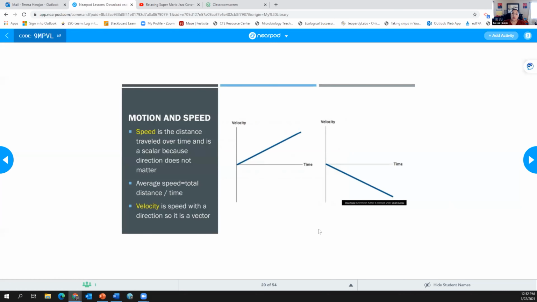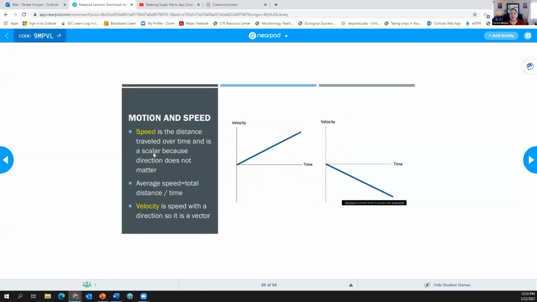Okay, so the next one is motion and speed. You hear the term speed, you hear the term velocity, and again, in the real world, we think of them as the same thing, but in the science world, one of them has to do with direction and one of them doesn't. So one of them is a scalar and one of them is a vector. So speed is just the distance traveled over time. And because it has nothing to do with direction, it's a scalar quantity.